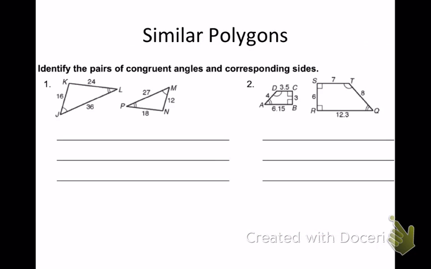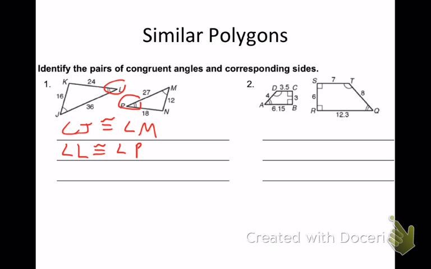We want to identify the pairs of congruent angles and corresponding sides. So for instance here, let's talk about angle J. What would angle J be congruent to in this problem? M. How do we know it's congruent to M? They have the congruency symbol. So I would say angle J is congruent to angle M. Nice job. What's another one after J and M? L and P. Angle L is congruent to angle P. How do we know that? The two congruency marks there.